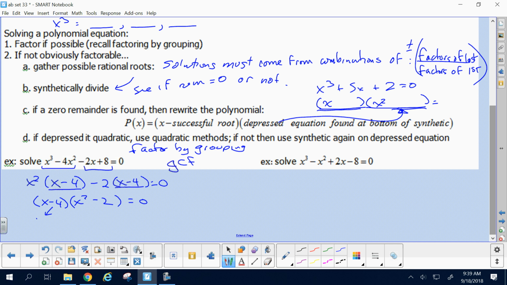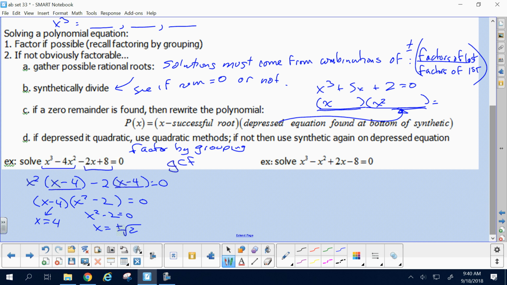Either x minus 4 equaling 0 would cause the whole thing to be 0, or x squared minus 2 could be 0, causing the whole thing to be 0, which would imply that x is, run it in, root 2, positive or negative. That was a cubic. How many solutions do I have? 3. 3 solutions to a cubic. Okay? Now that one factored, so I didn't have to do any rational rootsy, synthetically dividing kind of stuff.